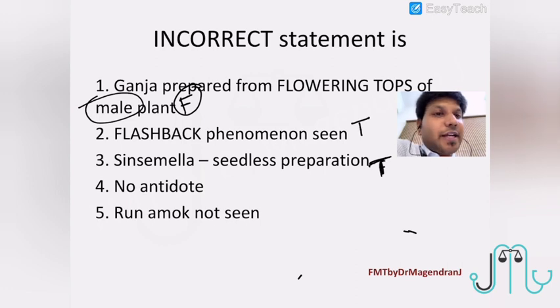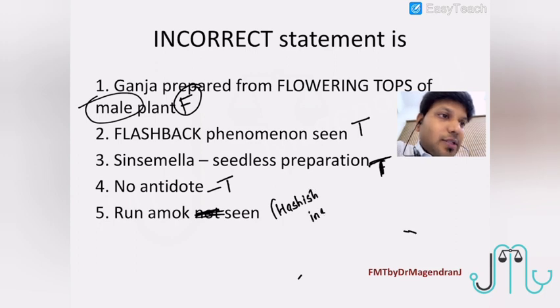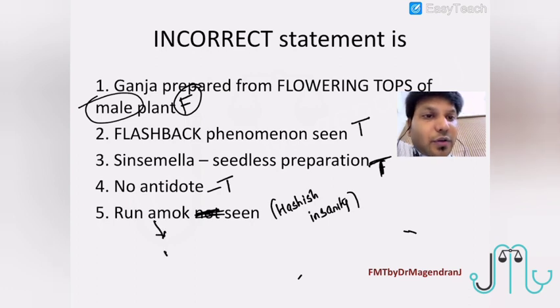There is no specific antidote. Yes, that is also true. You don't need any specific antidote, because the fatality is very, very low, rarely reported in cannabis, because the fatal dose itself is too high. Run amok is not seen, that is wrong. Run amok is seen in hashish insanity. It is seen with chronic cannabis abuse. Right, so this statement would also be false. Okay.